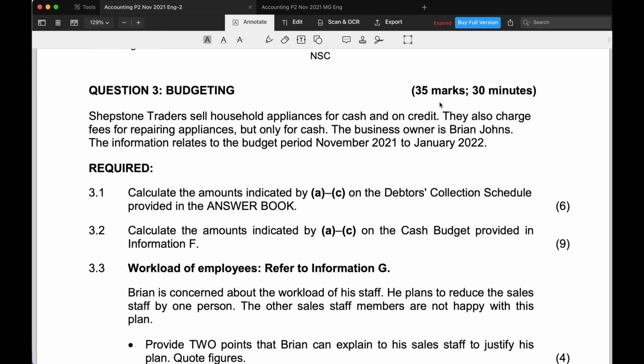Today, we're going to be looking at the cash budget that was written in November 2021. Look at that question paper and look at question 3. It was a written cash budget, and it had 35 marks for half an hour. So be mindful and make sure that you also practice cash budget. It has many free marks that you can take advantage of.